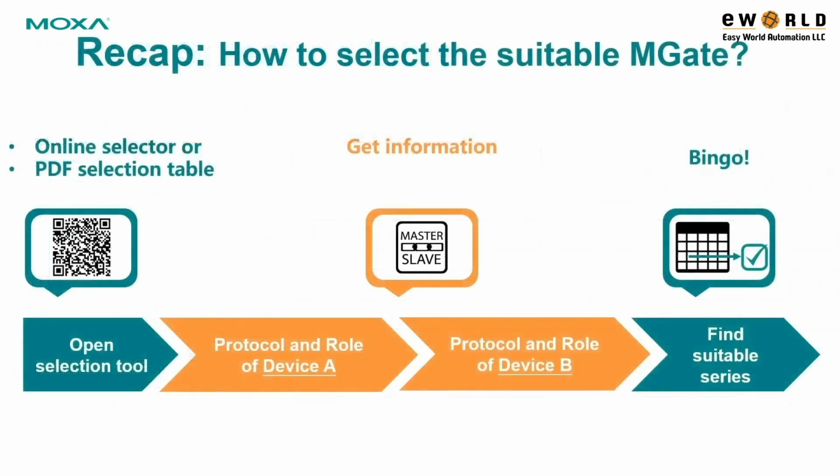Okay, great. Thanks very much. So you can either use the online selector or the PDF selection table. Yes, that's right. You just need to add in your requirements such as the protocols and the roles of the devices on both sides to find the suitable MGate series.